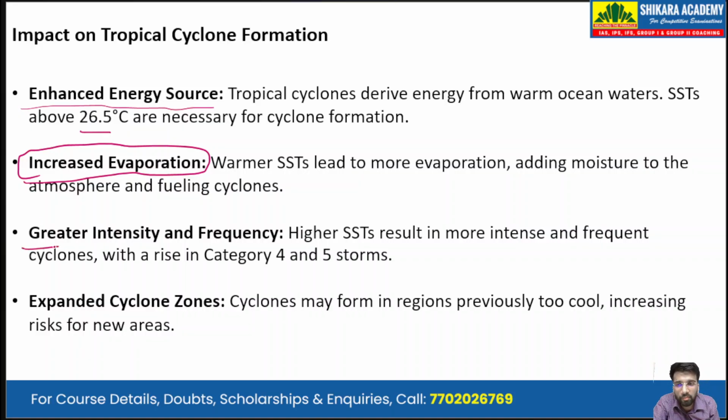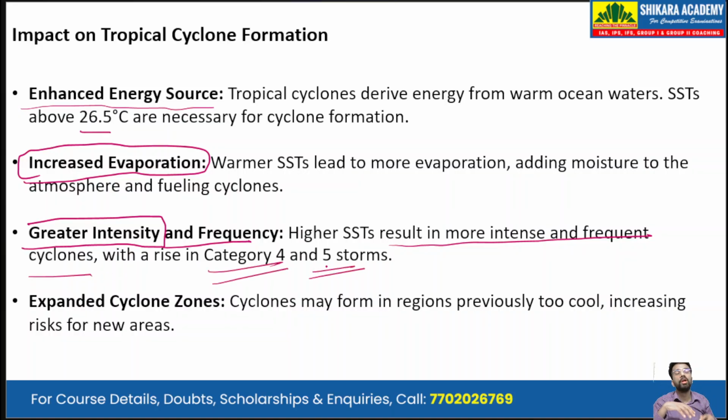Now, cyclones are becoming greater in intensity and are coming with more frequency. Higher SSTs result in more intense and frequent cyclones with a rise in category 4 and category 5 storms. In the classification of cyclones, category 4 and category 5 cyclones are known to be very destructive in nature and are of particular concern. And these cyclones are increasing both in intensity and in frequency.